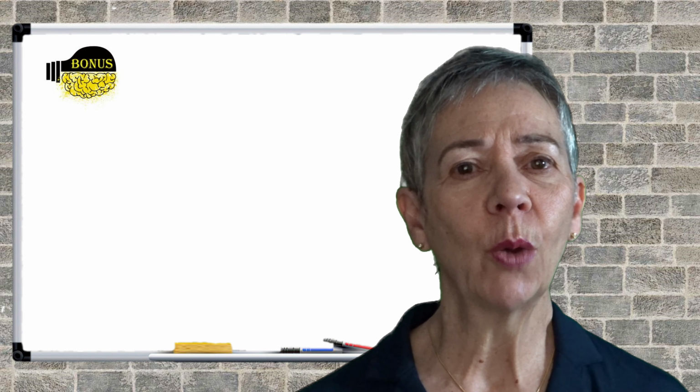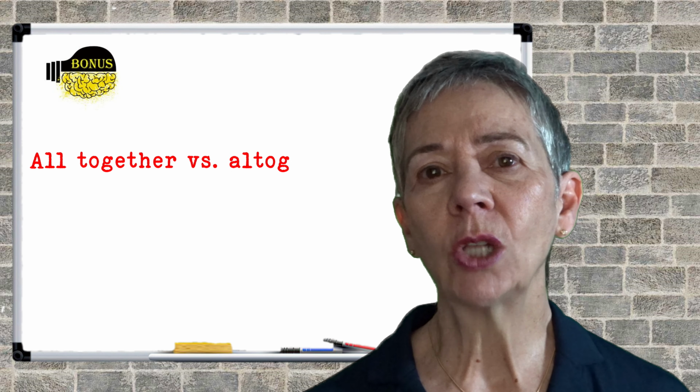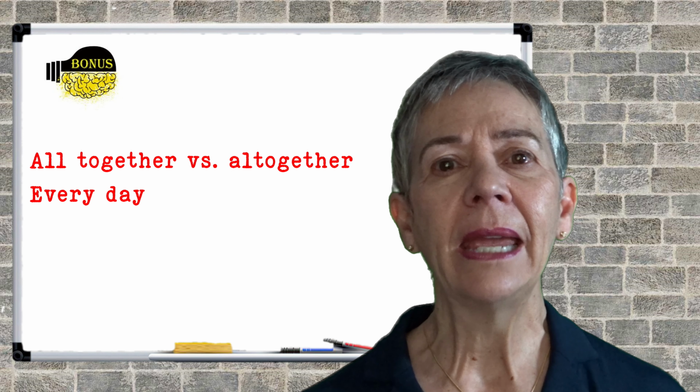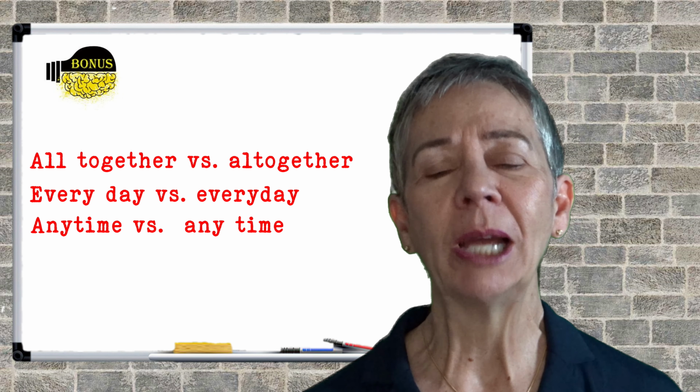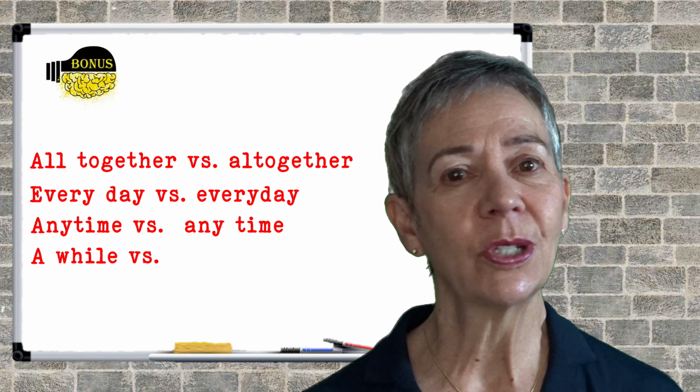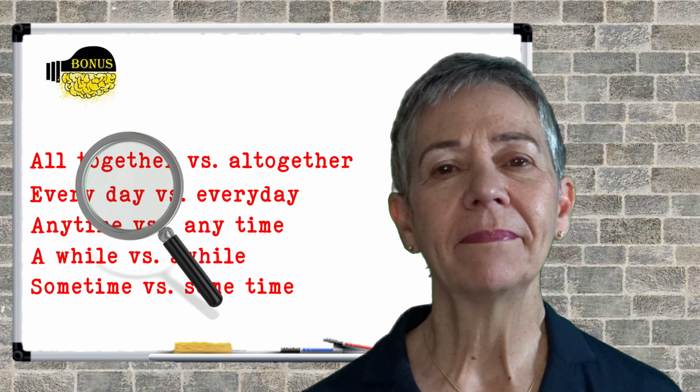And then there are other words that mean different things depending upon the form of them. And I'm not going to go through every one of them and give you the definition. I'm going to suggest you go to a dictionary and look them up. However, here are some that you might consider. Altogether versus all together. Everyday versus every day. Anytime versus any time. Awhile versus a while. Sometime versus some time. Look them up.